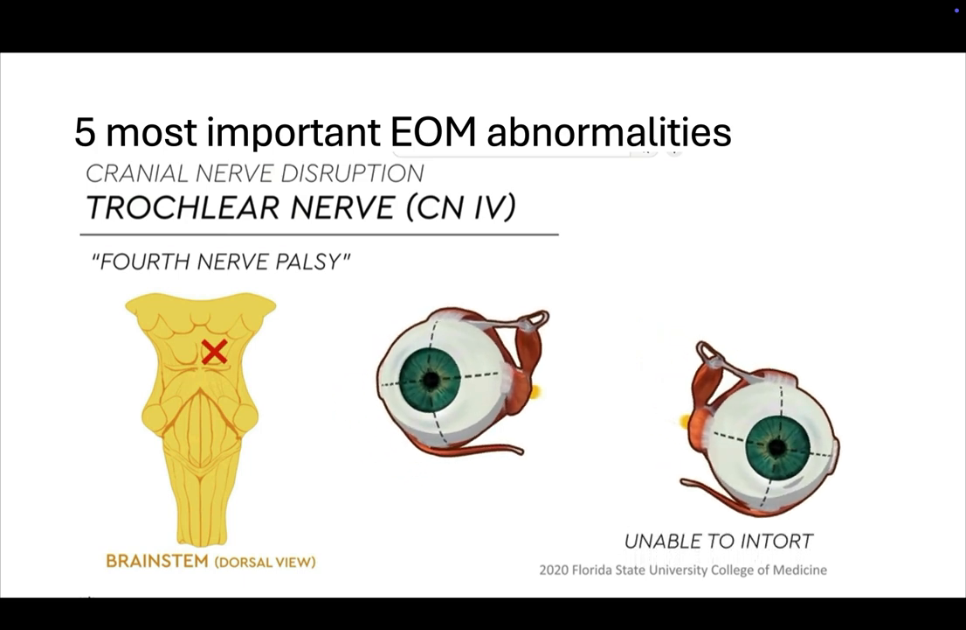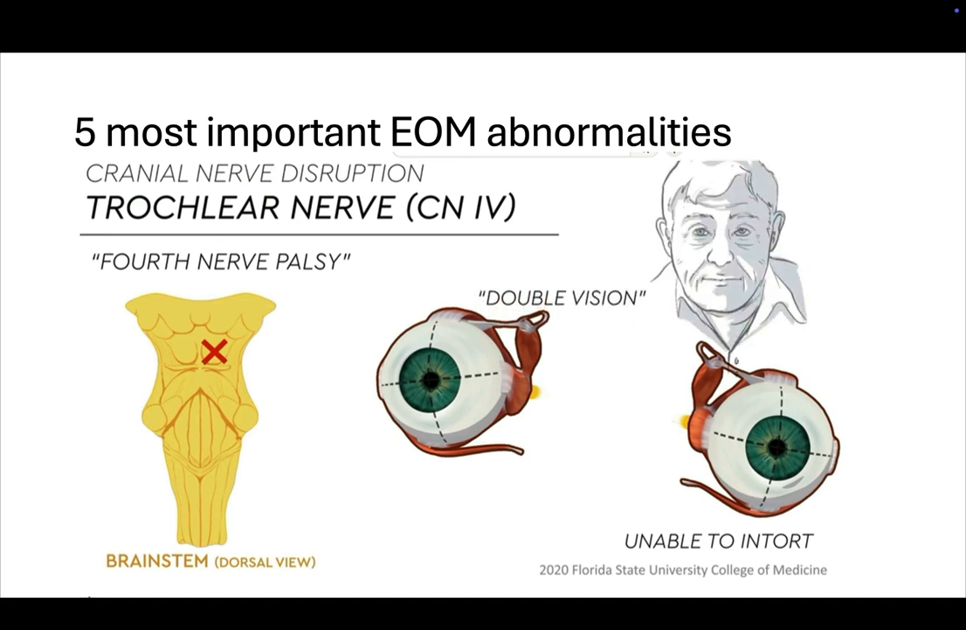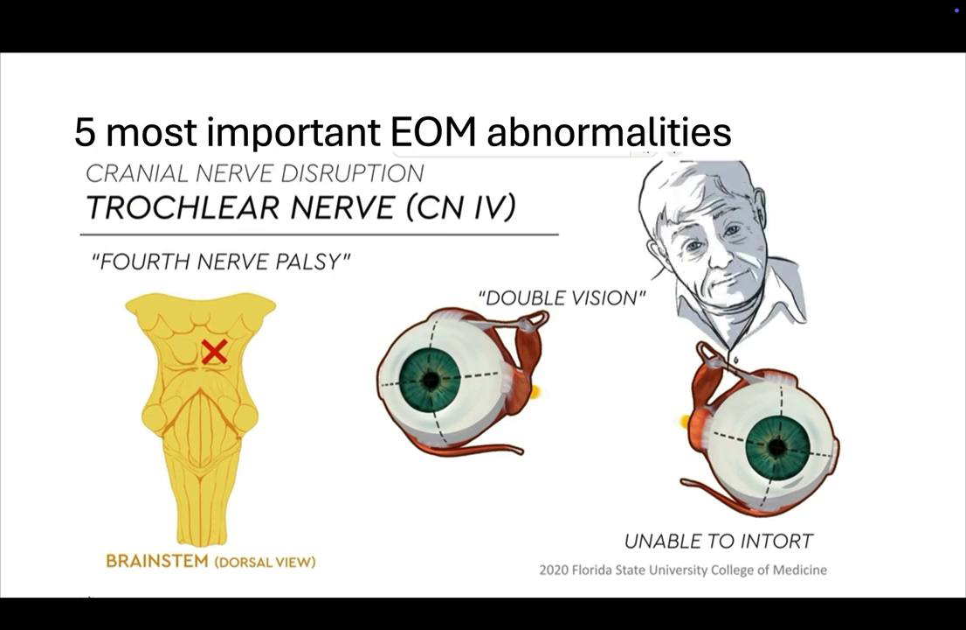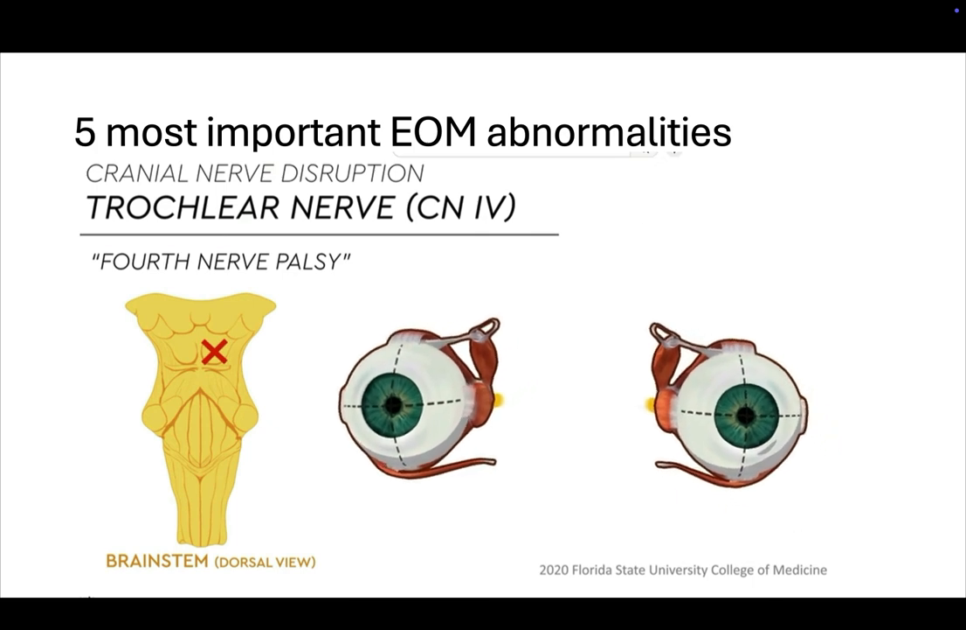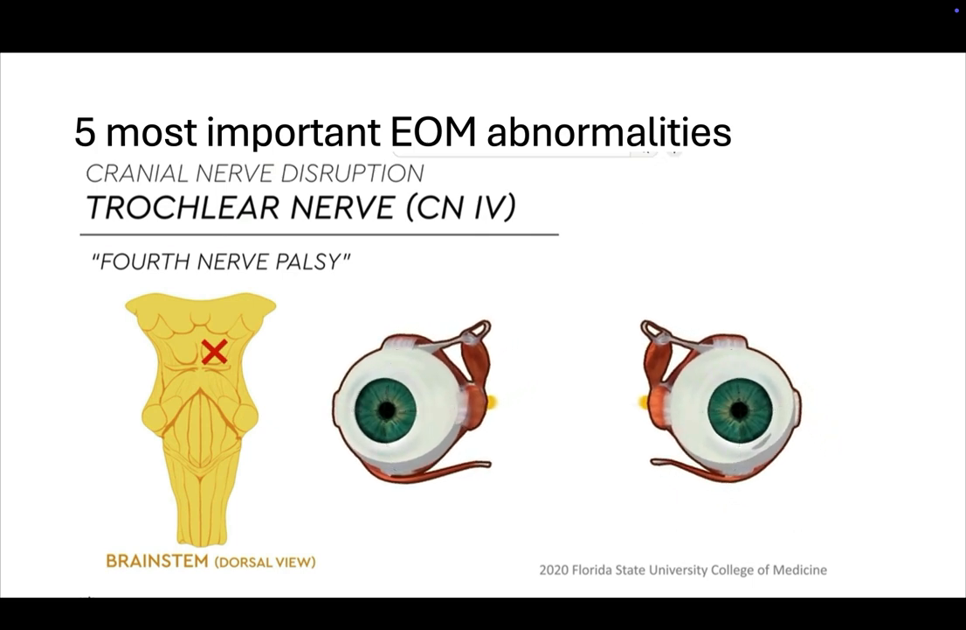Both of these lost functions can result in double vision. Many patients unconsciously compensate by tucking the chin, which eliminates the need to depress the affected eye, and tilting the head away from the affected eye, which eliminates the need to intort the affected eye. An eye movement exam of patients with trochlear nerve palsy reveals an inability to put the affected eye in the down and in position.